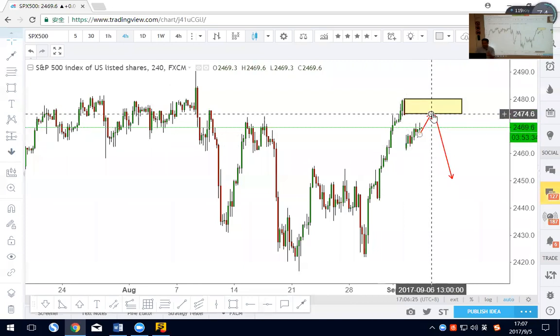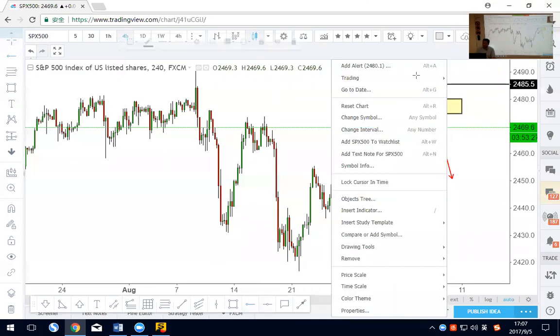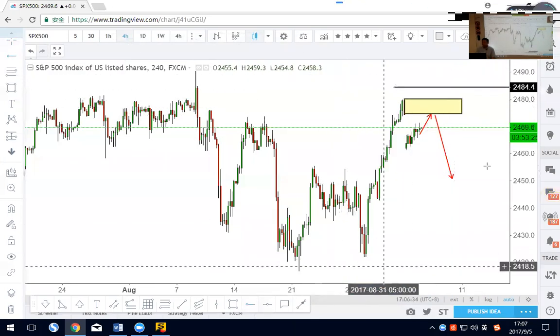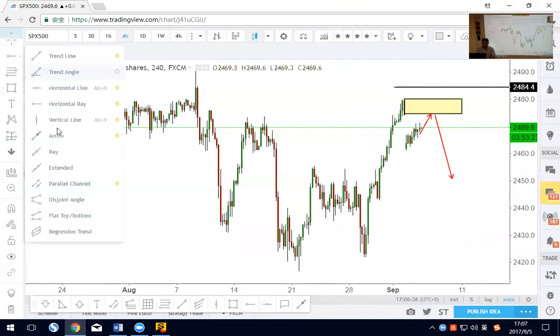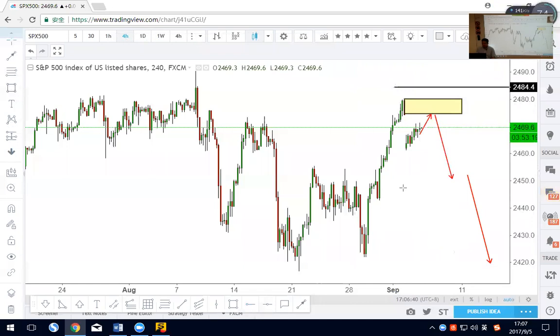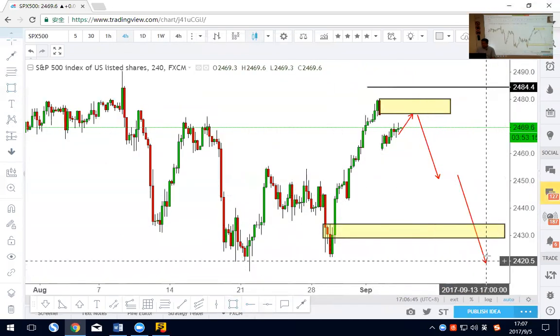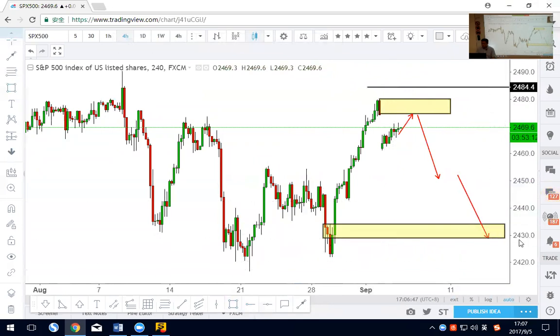We want to wait for the price to pull back to the gap and short. Your stop loss will be somewhere above 2487, right? That would be good. Okay, and you have two targets or even lower. Very obviously 2430 will have support here. The buyer is at 2430.